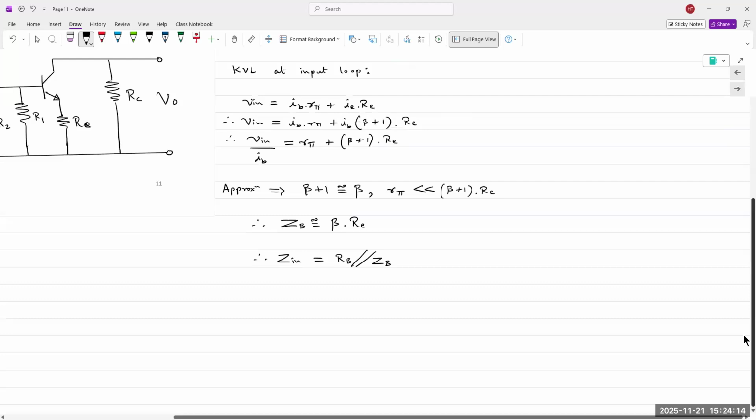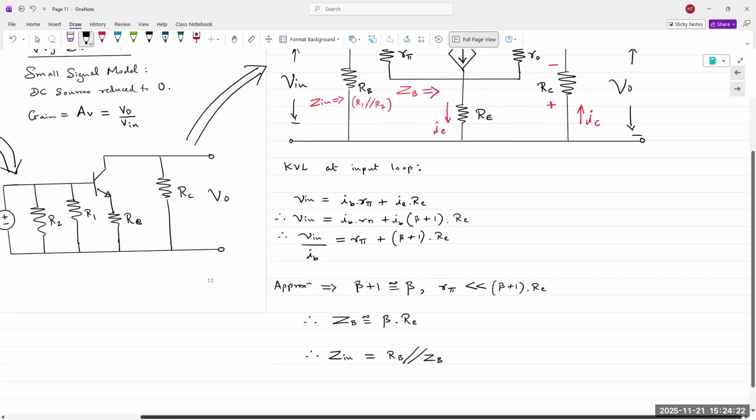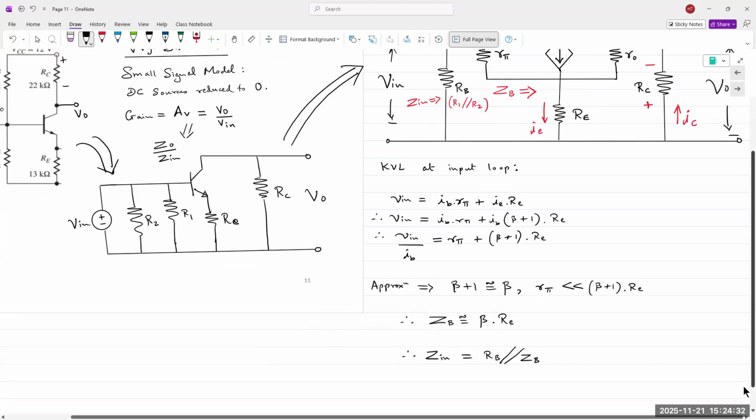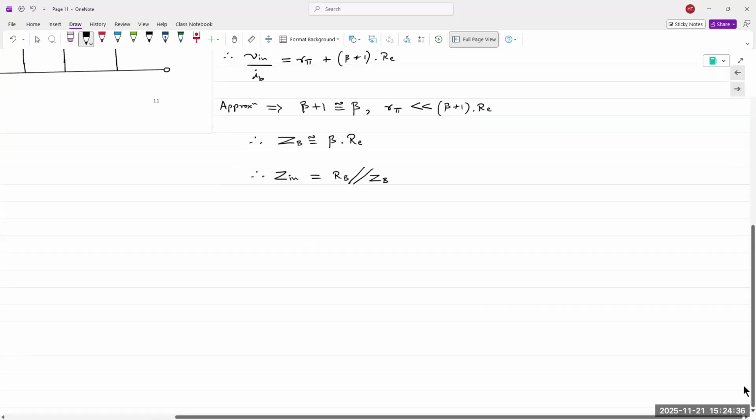Remember, our goal is to find VO over V in. To find that, we can find output impedance or input impedance. So we have done one half of the equation. We need to find the output impedance now. Okay.